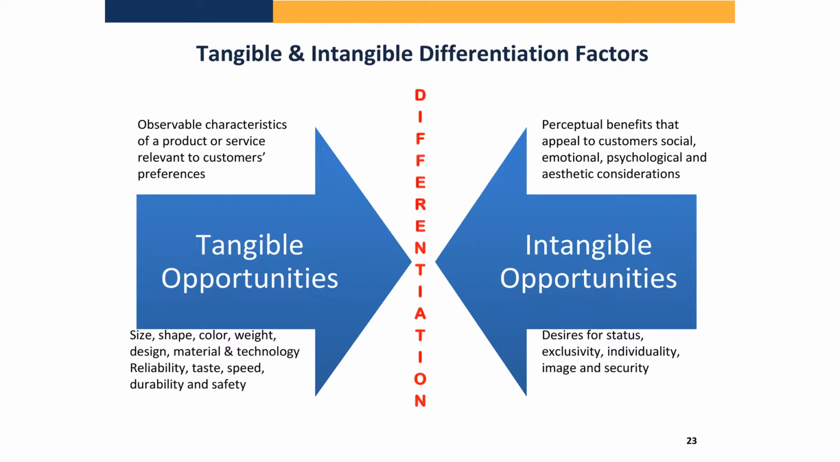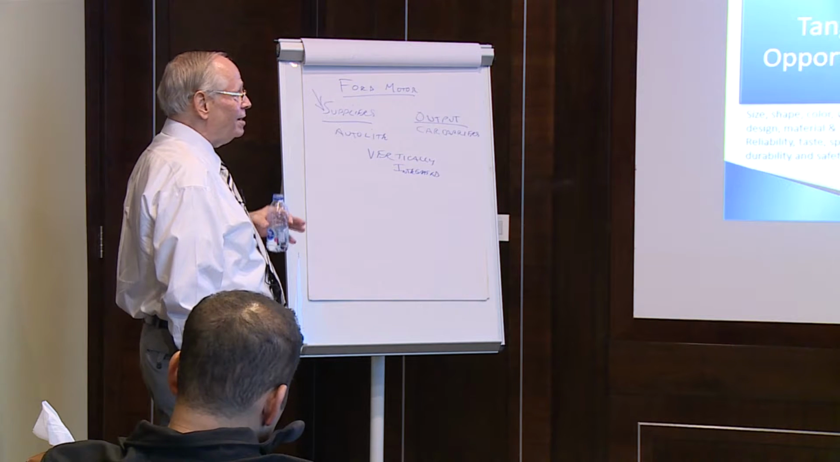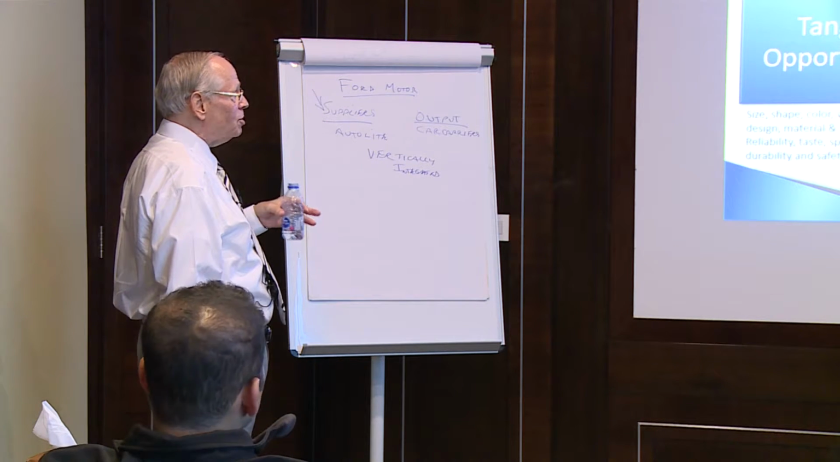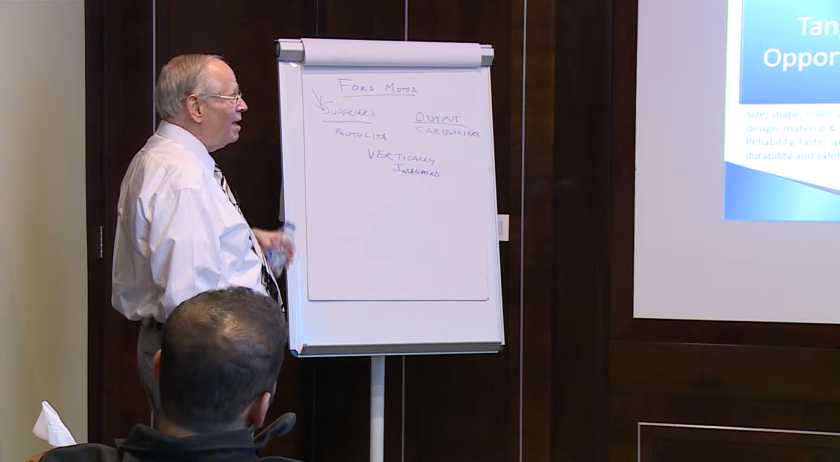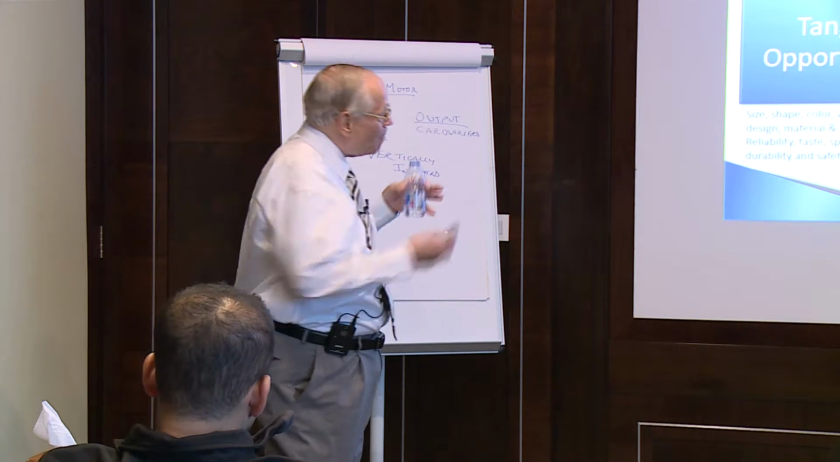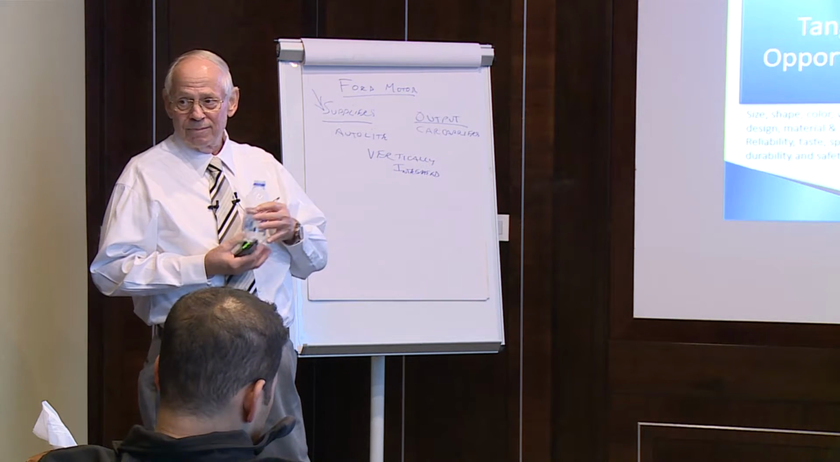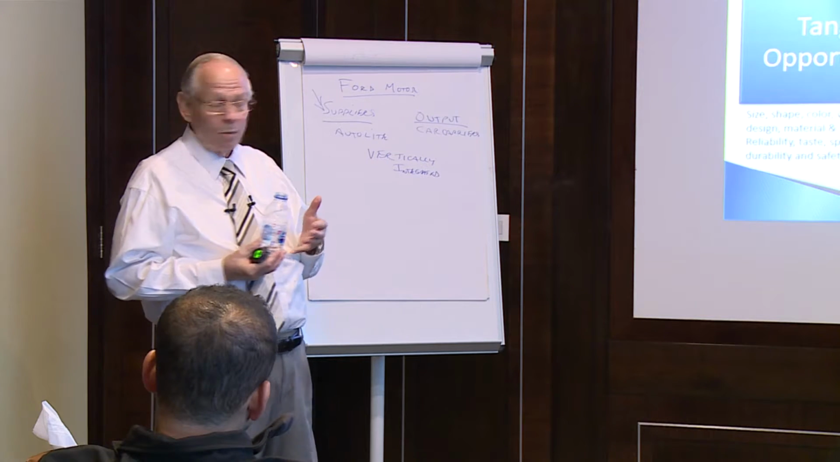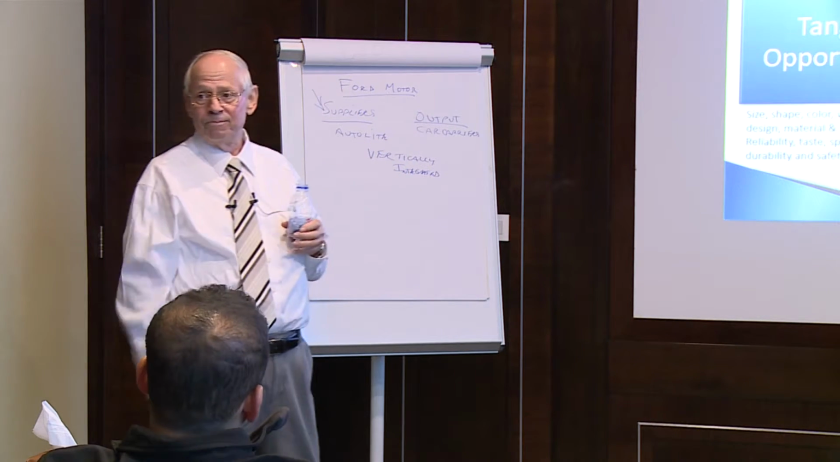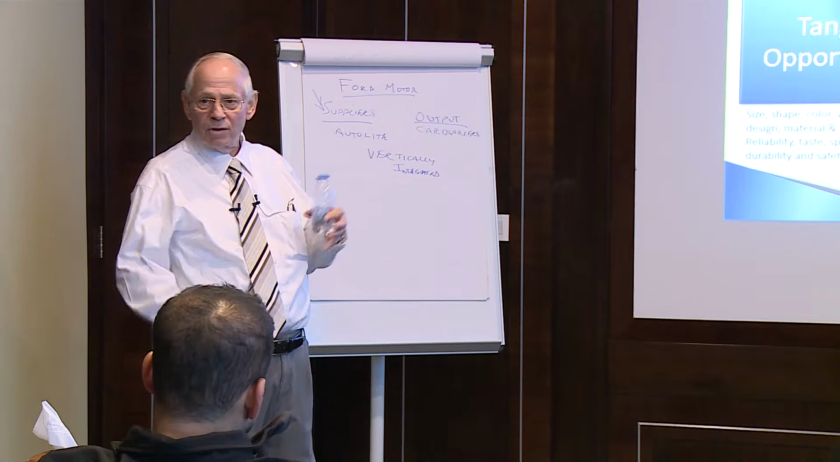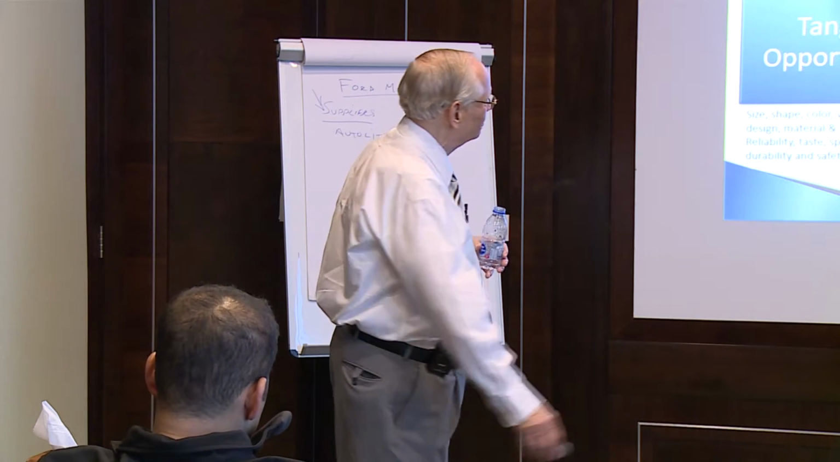Intangible opportunities are perceptual benefits that appeal to customers' social, emotional, psychological, and aesthetic considerations. We mentioned this yesterday with the Michael Kors purse and the Carrefour purse. Desire for status, exclusivity, individuality, image, security. Those are intangible. They're basically built on perceptions, okay? How people feel about it. Whereas the others are more tangible, you can actually see it. Got it? This stuff goes pretty quick. We'll get into the later chapters.